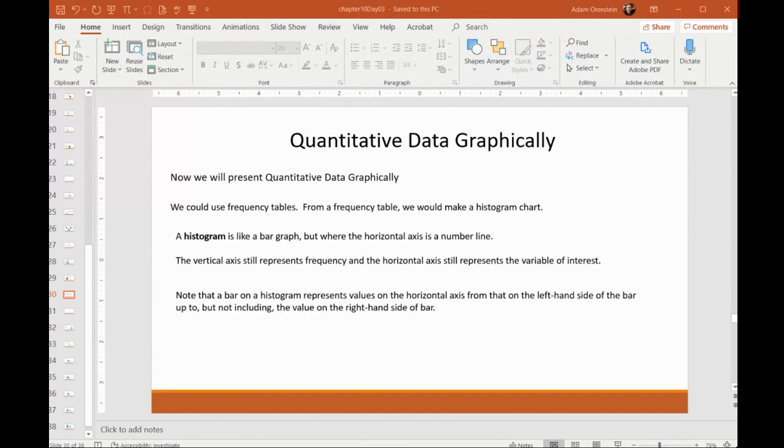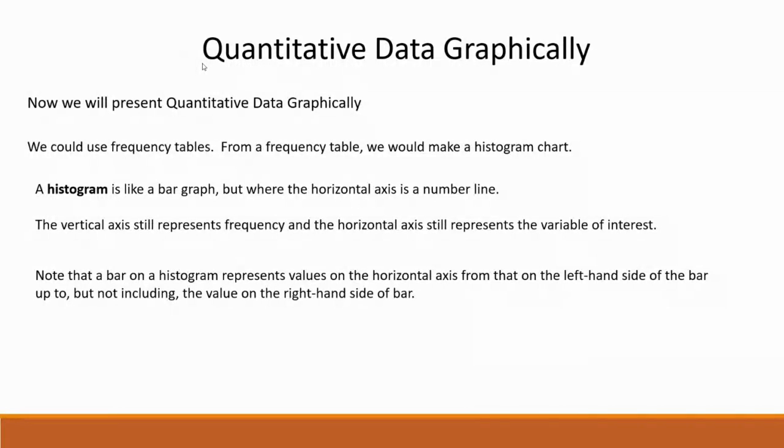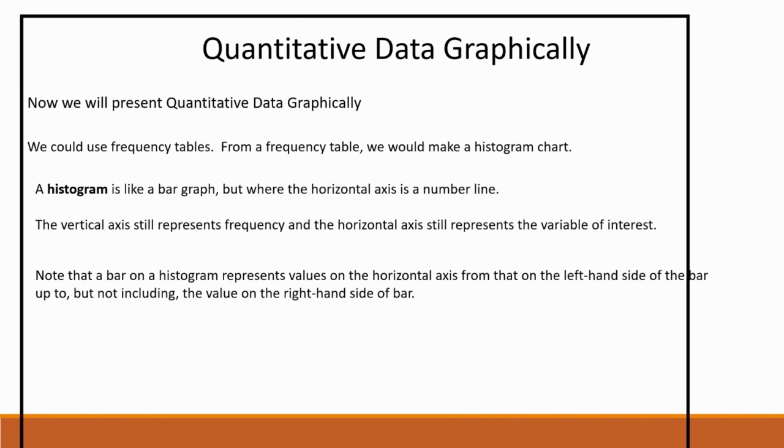We could display that data. One way is a frequency table, just like we did before. And then remember how from a frequency table we got a bar graph for qualitative data. Well, here the difference is instead we get what's called a histogram chart.